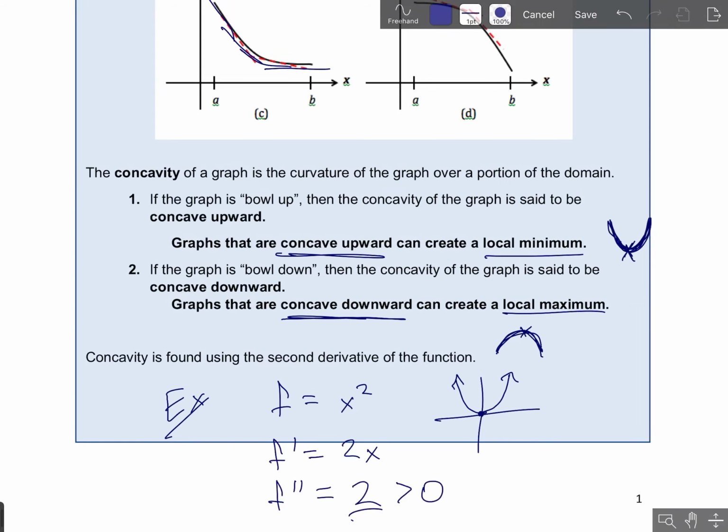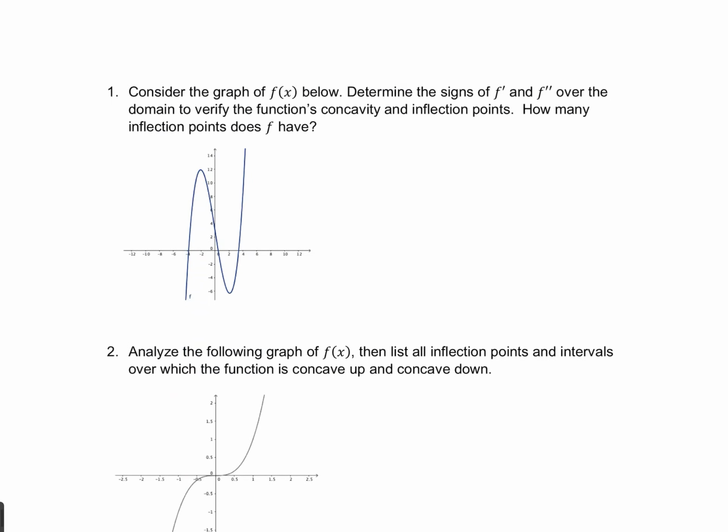Okay, but we could detect the concavity of that picture by just noting that the second derivative of this particular function is positive. So we're going to use that to our advantage whenever we're talking about how to graph particular functions or how to detect local maxes or mins. So first we're going to focus on the graphical interpretation here. So let's say that we have this graph of f, and we want to determine the signs of f prime and f double prime over this domain. And we will then use that to talk about the concavity and inflection points of this function.